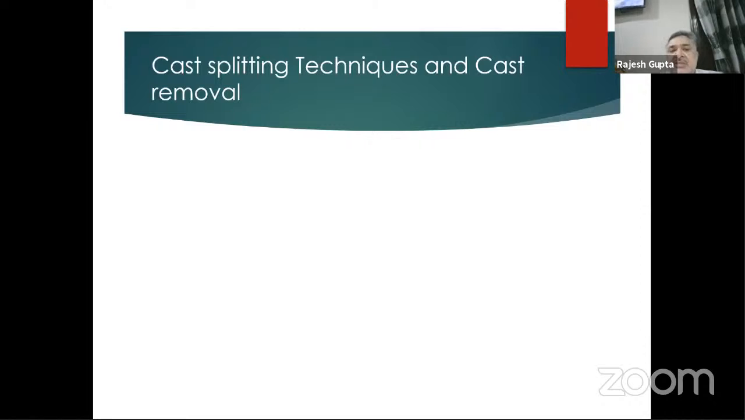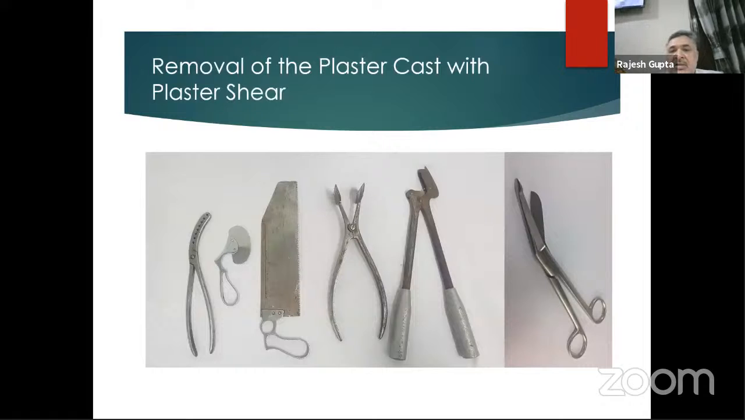So coming to the last few slides, cast splitting techniques and cast removal. Most of the postgraduates are not knowing this and they are not taught this. So they must know what these instruments are first. So this is the scissor, this is the shear, this is the spreader, this is the saw, and this is the inverter. So they have to be familiar with all these instruments.